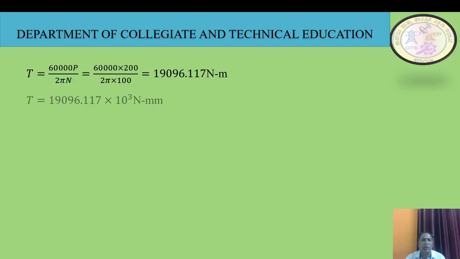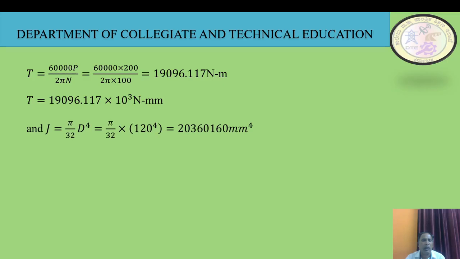So convert that Newton meter into Newton mm. Therefore T is equal to 19096.117 into 10 raised to 3 Newton mm. And J is π by 32 into d raised to 4. As the diameter of the shaft is given in the problem, therefore π by 32 into 120 raised to 4. So J can also be calculated.